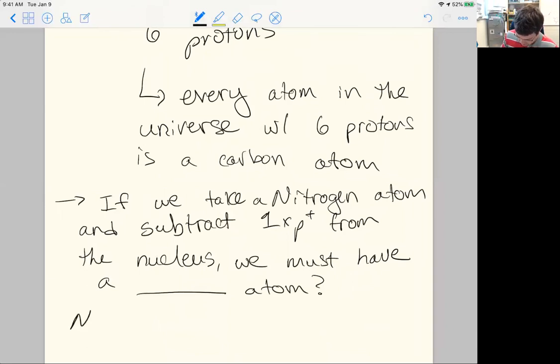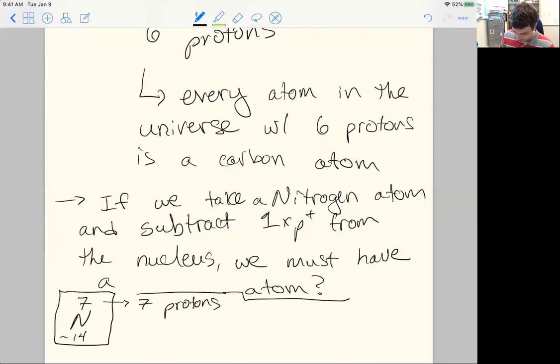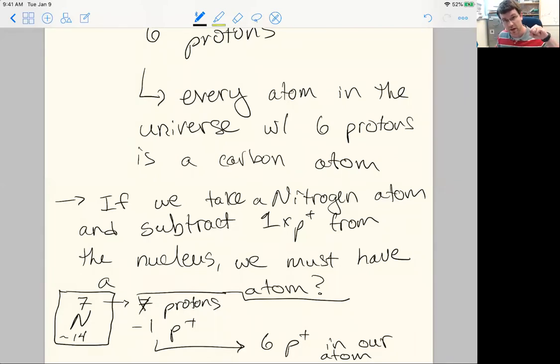Well, nitrogen on the periodic table is close to where we were looking before. It has a 7 above it. That's its atomic number. We have 7 protons in the nucleus of nitrogen, and it has an atomic weight of approximately 14. Okay, so we have 7 protons with our nitrogen atom, and what we're going to do is cross one out, -1 P plus. That's going to give us a new element with 6 protons. So we have now 6 protons in our atom. We took 1 proton out of our nitrogen atom and got a 6 proton atom. And what does that mean? That means it's now a carbon atom, because every element in the universe with 6 protons is a carbon atom.